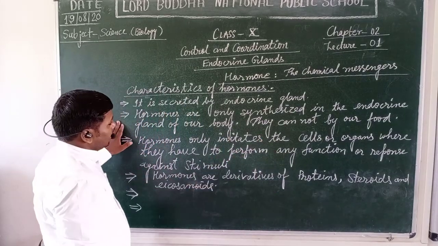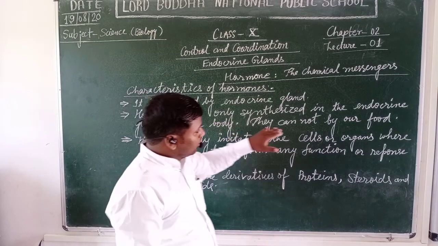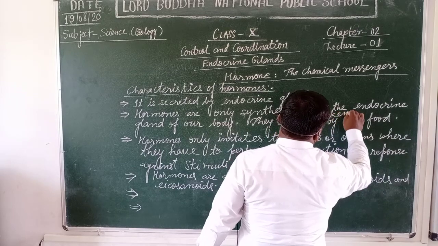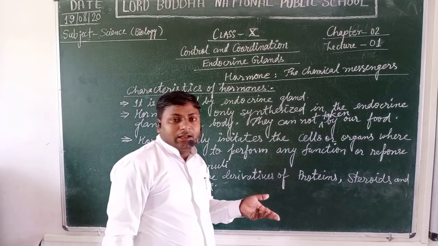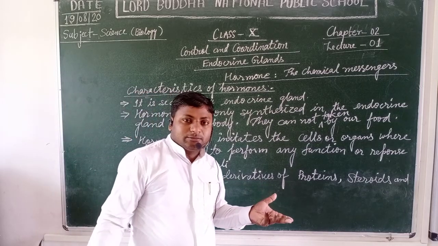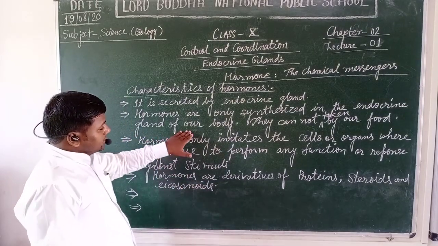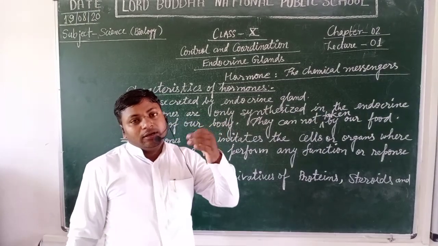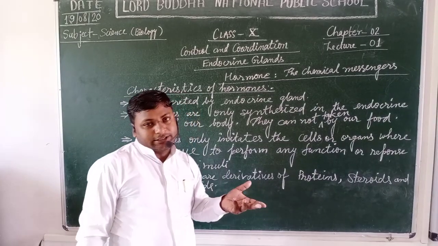Next, students, hormones are only synthesized in the endocrine glands of our body and they cannot be taken by our food. But students, enzymes can be taken with the help of our diet, meal, or you can say food. Various kinds of enzymes are present in our diet or foods. So students, enzymes can be taken with the help of food, but hormones are only synthesized in the endocrine glands of our body. They cannot be taken from outside sources.